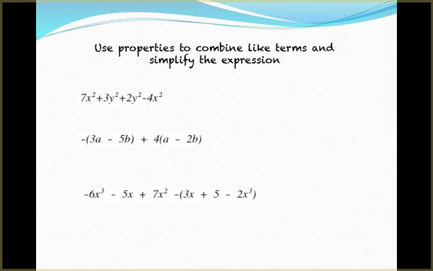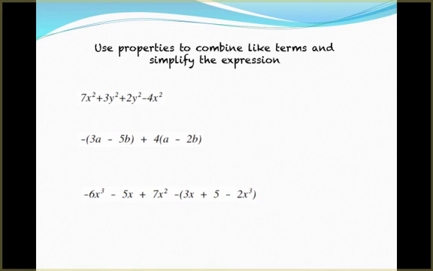Now we're going to use our properties to combine like terms and simplify expressions. So you already do this without knowing the property name that you're using, and I don't expect you to know the property, but I do expect you to understand how to use those properties. So let's first of all discuss which ones of these are like terms.